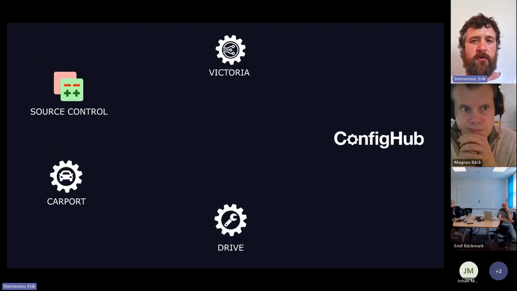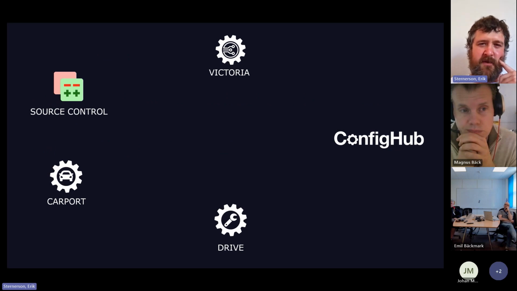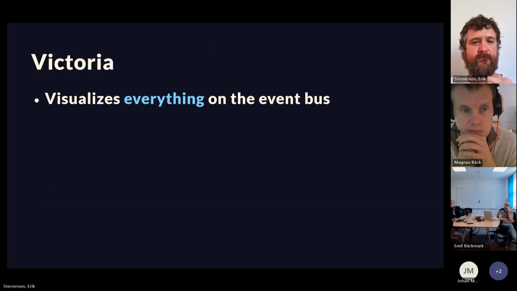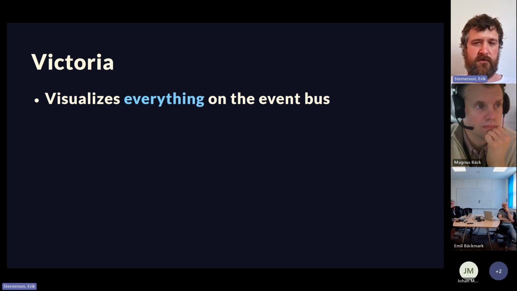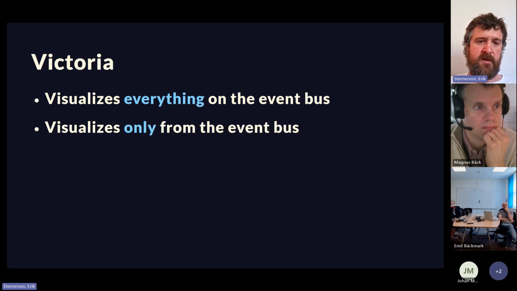And finally, we have Victoria. Here I would like to spend a few minutes because I think there are some interesting aspects of this. So Victoria, again, is the solution for visualizing, I think it's fair to say, everything. We don't have that much information on the event bus. As I mentioned, we only really have 3 types of objects: product, activity, task. And Victoria is able to visualize all 3 of those object types in a reasonably nice way, I would say.